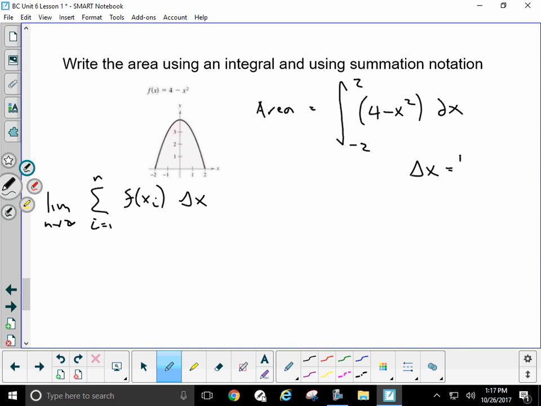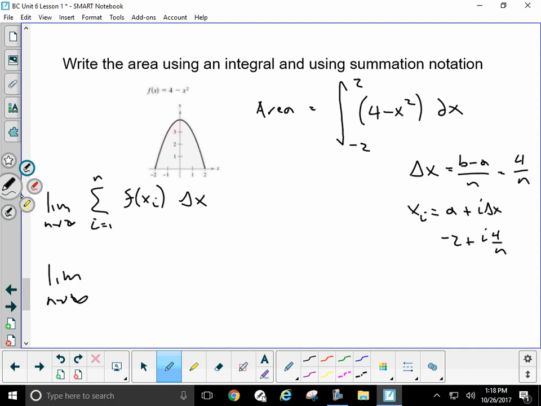Delta x, b minus a over n. In this case, it's 2 minus negative 2 over n. 4 over n. X sub I, a plus I delta x. Negative 2 plus I times 4 over n. I'll start by using the actual function.